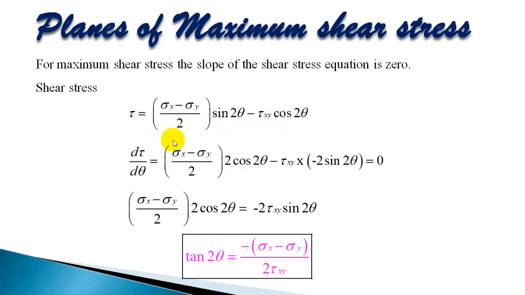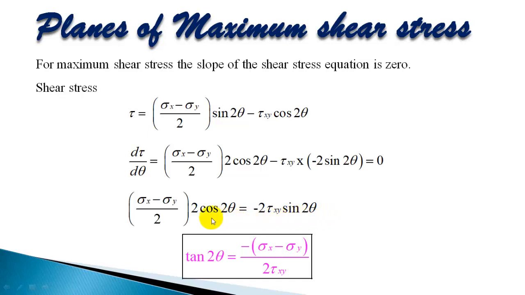So taking d tau by d theta, you will get the differentiation of sine 2 theta. When you differentiate, you get 2 cos 2 theta. So (sigma x minus sigma y) by 2 into 2 cos 2 theta minus tau xy into cos 2 theta. When you differentiate, you get minus 2 sine 2 theta. So tau xy into minus 2 sine 2 theta is equal to 0. So (sigma x minus sigma y) by 2 into 2 cos 2 theta, taking this to the right hand side, you get minus 2 tau xy sine 2 theta.